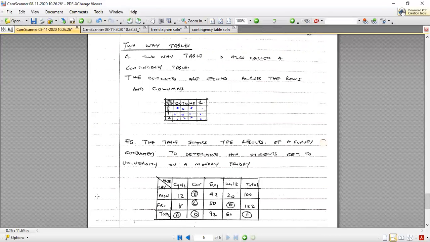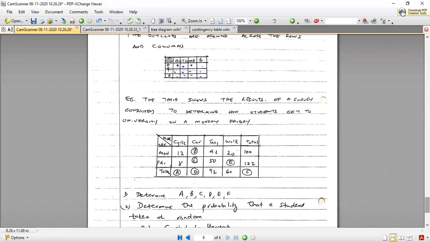So in this example here, the table shows the results of a survey conducted to determine how students get to university on a Monday and Friday, only those 2 days. So here we have the mode of transport: cycle, car, taxi, walk, and a total. In the other column, we have the days Monday and Friday.